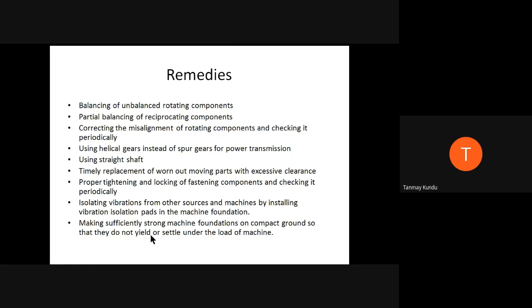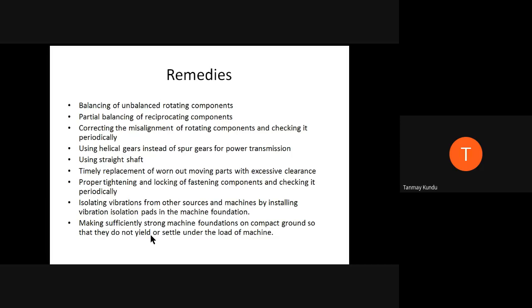But the spur gear does not have any helix angle. These are straight gears, and the shafts connected in a spur gear are parallel. So during power transmission through the parallel shafts, the start of vibration is quite higher compared to helical gears. So it is always recommended to use helical gears instead of spur gears during power transmission, unless you are compelled to use the spur gear.